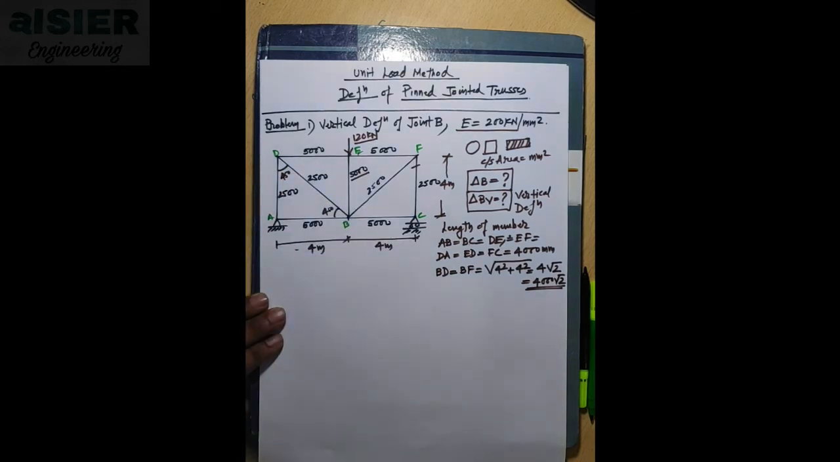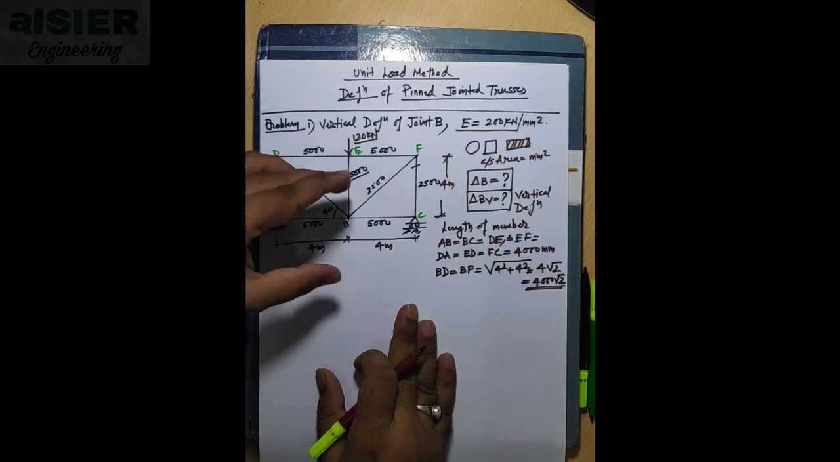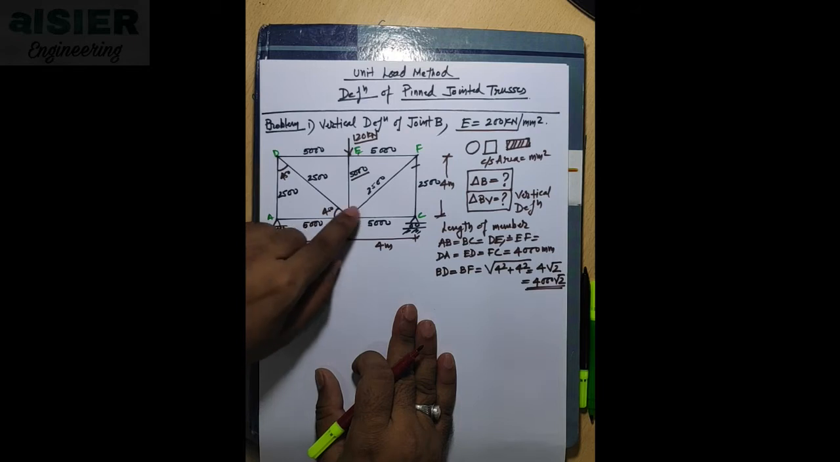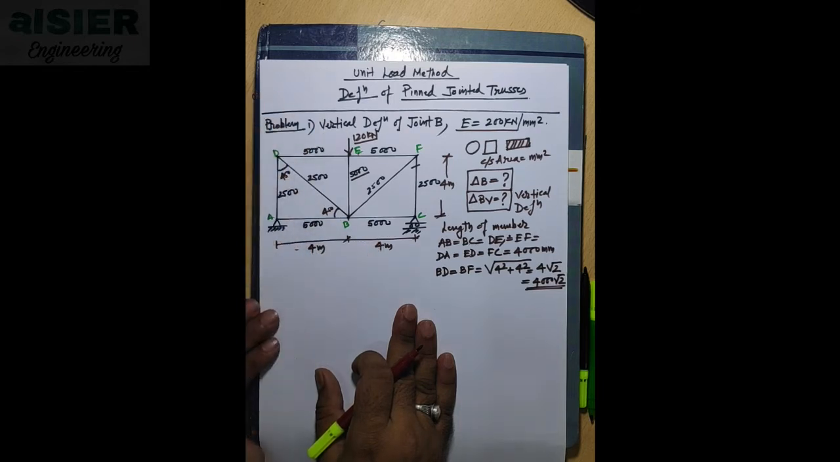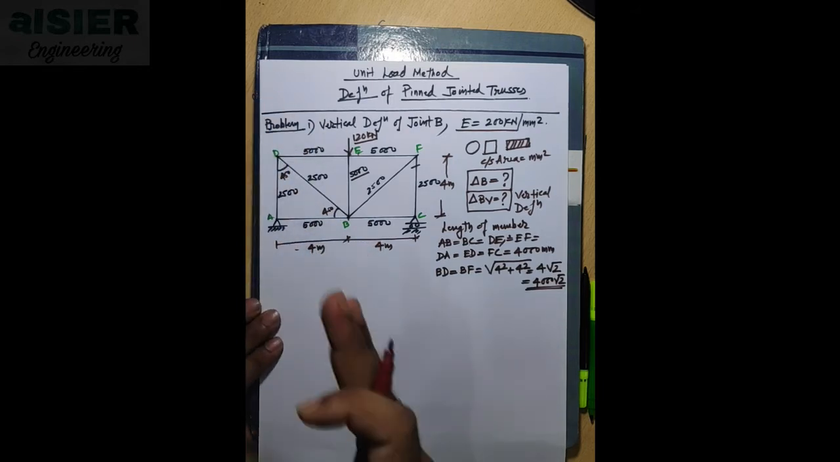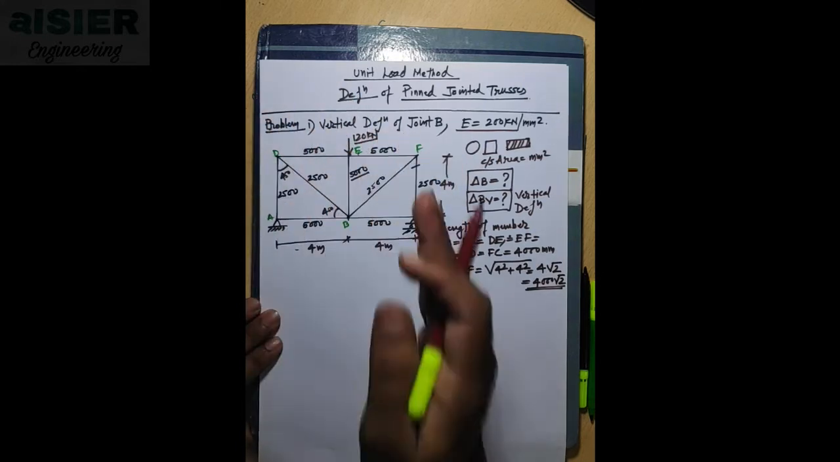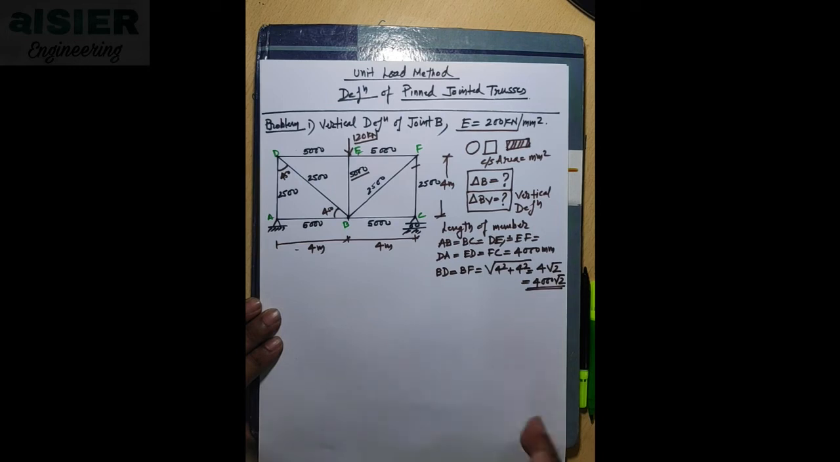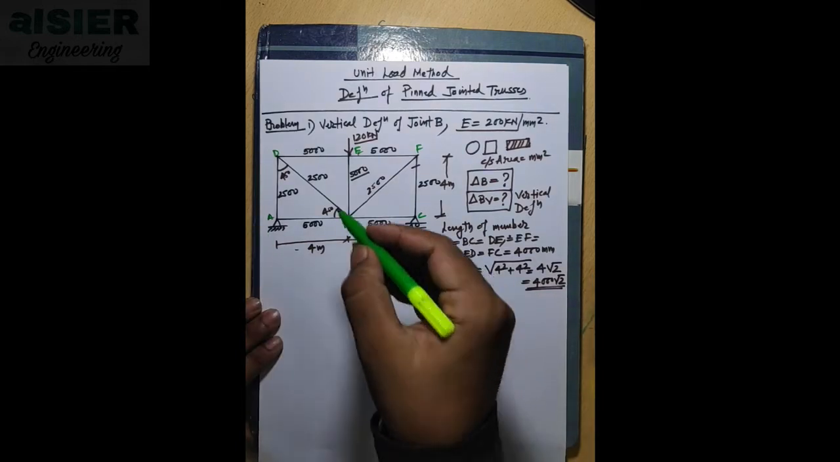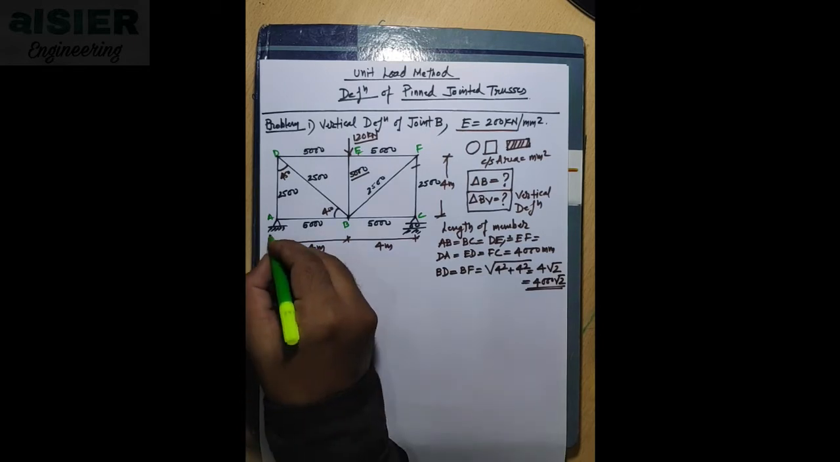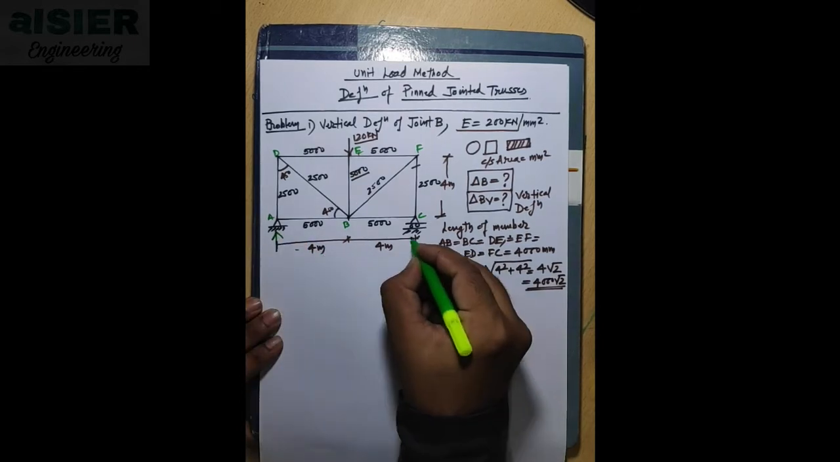Again, we observe that the truss is symmetrical for member cross section as well as for loading, right? So we will solve only half part and apply the result of this half part to the other half part. Okay, now we know that this is rested at A and C. So due to the action of 120 kN, there will be some reaction also, right?